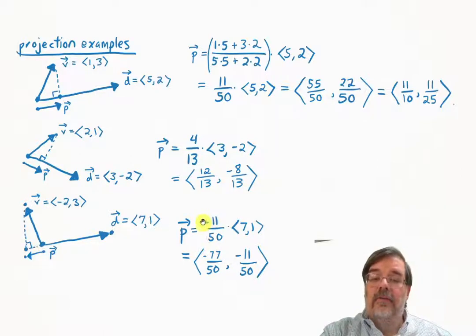So the numerator of the fraction is going to be v dot d. That will be -2 times 7 plus 3 times 1. That's -11. The denominator is d dot d. So 7 times 7 plus 1 times 1, that's 50, times the direction vector d, 7, 1. And if you multiply that through, the vector you'll get is -77/50 and -11/50. So we're going to the left and down a bit.